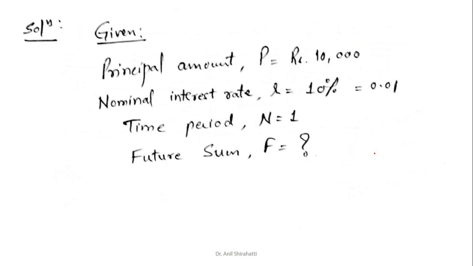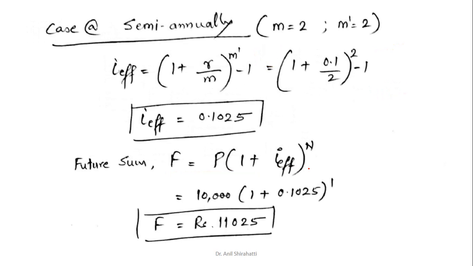So what is the given data? The principal amount is given, denoted by P equal to 10,000. Then the nominal interest rate is given as 10%, that should be 0.10, and the time period is 1 year. After 1 year we are paying it, and we want to know the amount the person will pay at the end of the year. Now, let's solve this one. In case of semi-annually, what is the value for M and M dash? It is 2 each, because there are two 6-month periods in a year.